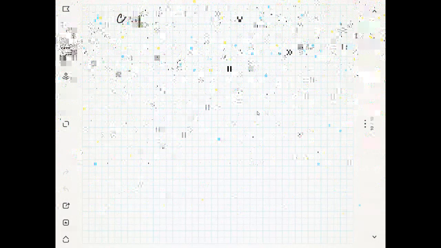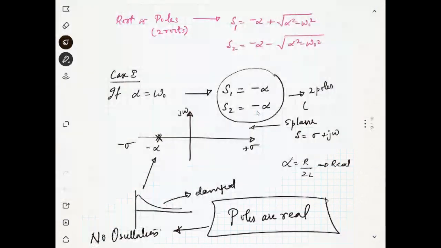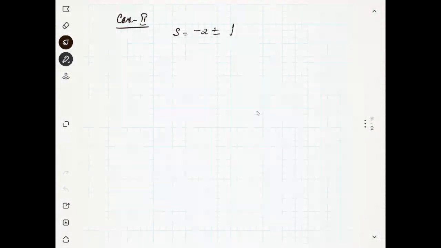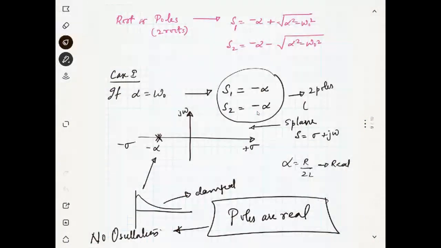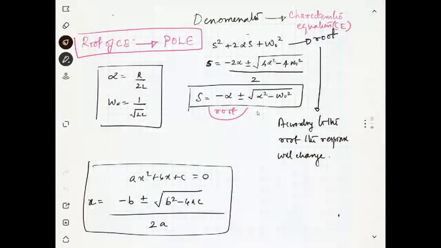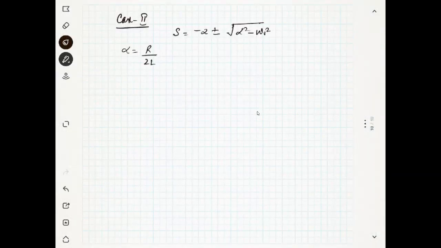These are all very, very important concepts that I am saying. You have to read some 5 or 6 books to get all these things. That's why please listen very carefully. Now, what was my root? S is equal to minus alpha plus or minus the square root of alpha square minus omega naught square. And what was my alpha? Alpha was actually, I don't remember all these formulas, R by 2L. And what is my omega naught?